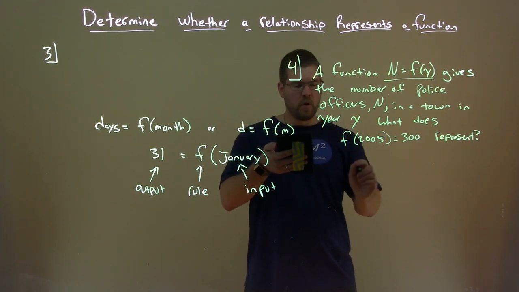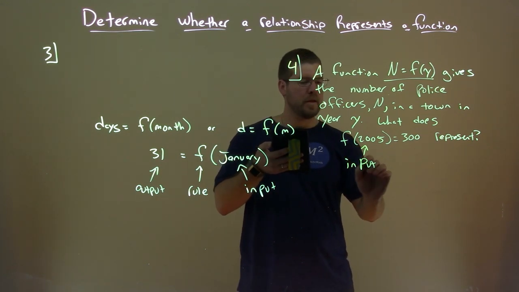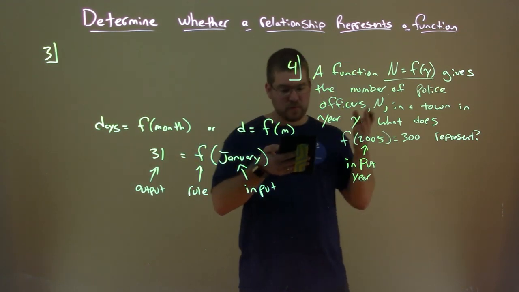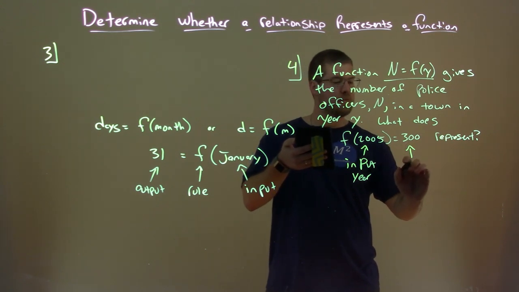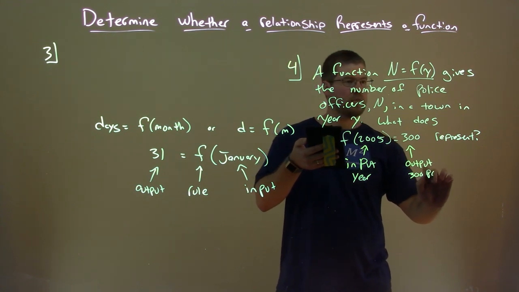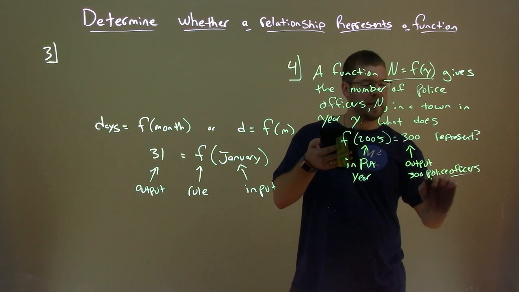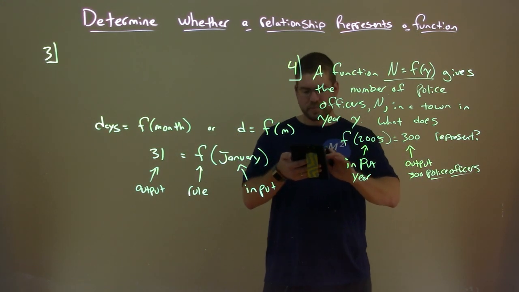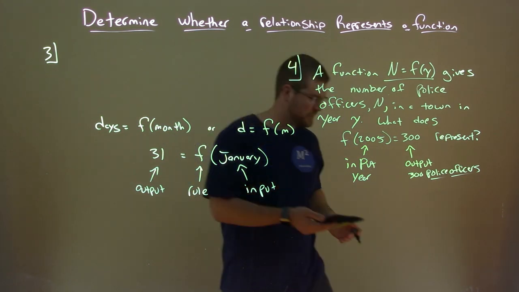Okay, well, our input here is a year. So in 2005, that's our input. Our output, what does the output tell us? Well, the output says that in our town, there are 300 police officers. This is the output. And we have 300 police officers in that town for the year of 2005. Okay? All right. Let me go erase this and we'll dive into the next part here.